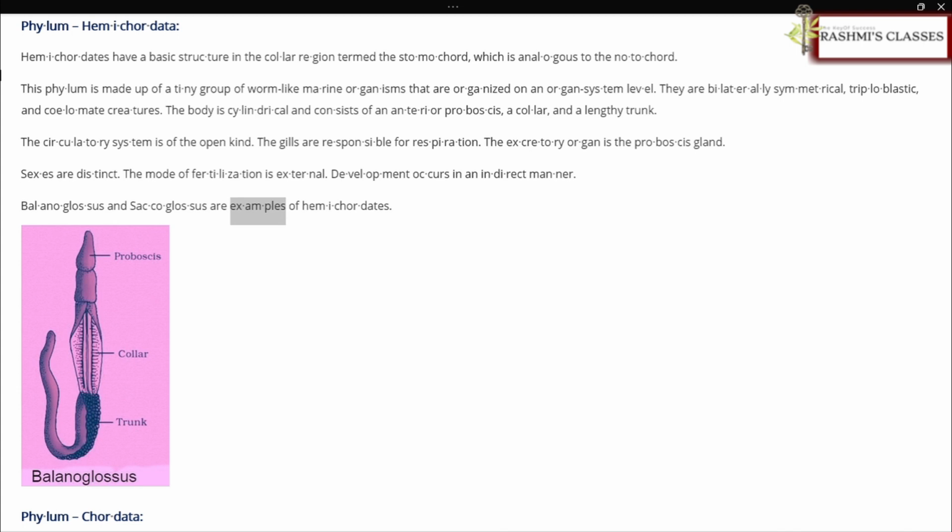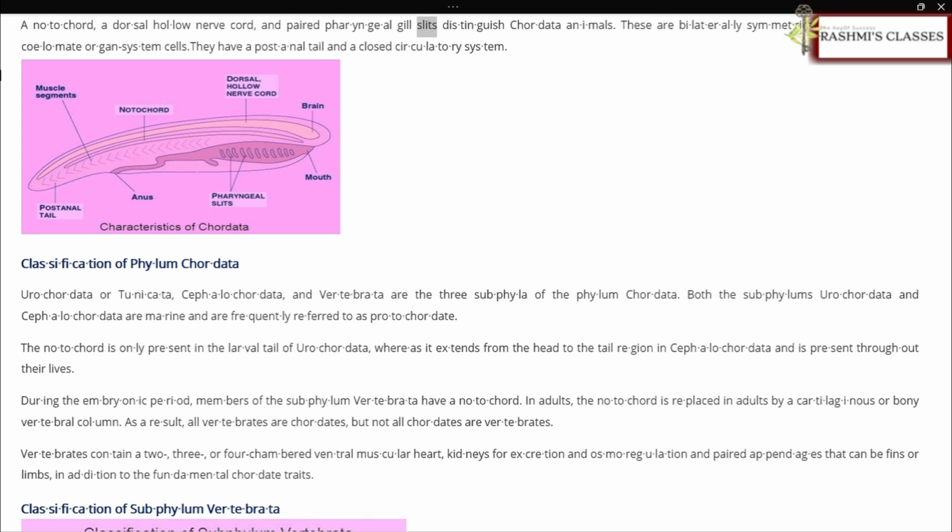Phylum Chordata. A notochord, a dorsal hollow nerve cord, and paired pharyngeal gill slits distinguish Chordata animals. These are bilaterally symmetrical, triploblastic, and ciliated organ system animals. They have a post-anal tail and a closed circulatory system. Classification of phylum Chordata. Urochordata or Tunicata, Cephalochordata, and Vertebrata are the three subphyla of the phylum Chordata.